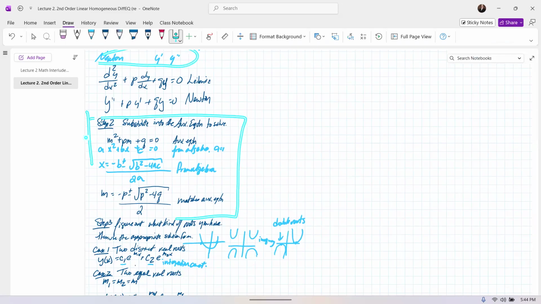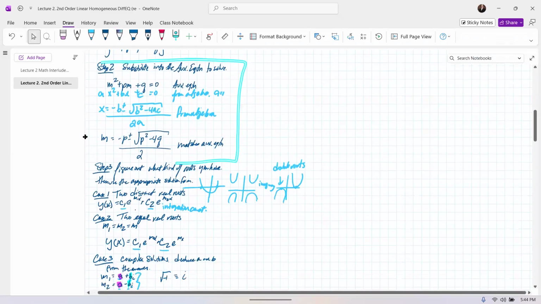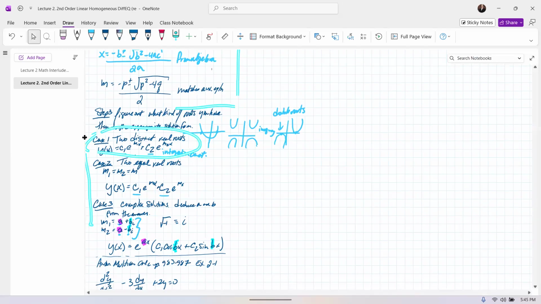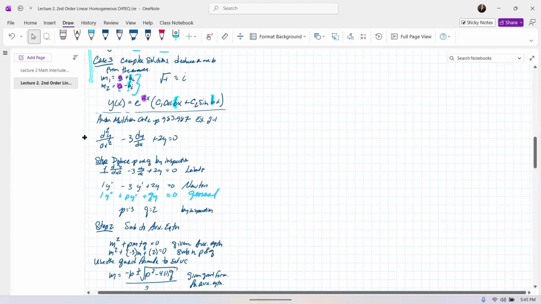We substituted into the auxiliary equation, right? This is actually our generalized solution, which is why there are no numbers here. Then we figure out what kinds of roots you have. There are three cases. And in today's example, we've had a look at two distinct real roots. And you can have a look at some of the other kinds of solutions that you could get when you're doing your homework. Case two, two real roots. Case three, complex. You just substitute into a different form, and that's it.